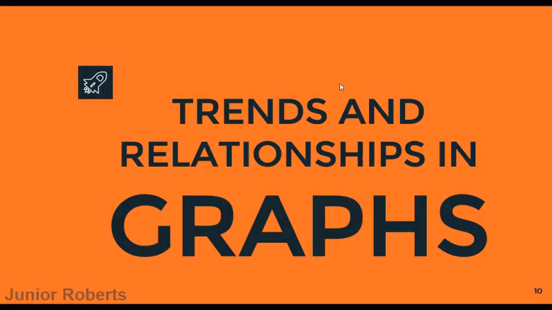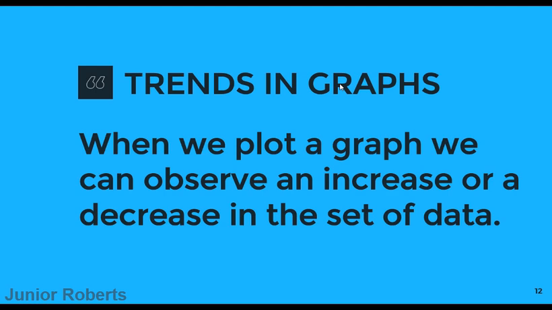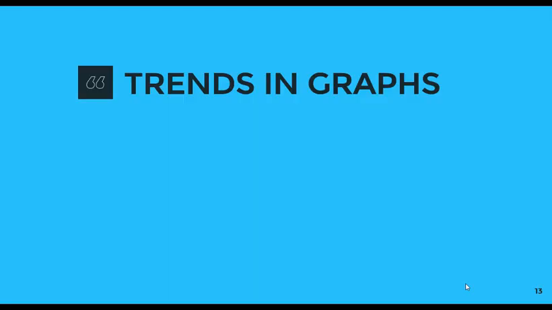So let's talk quickly now about trends and relationships in graphs. We're going to first discuss trends in graphs. Now, we can say that a trend is merely an observable pattern in a set of results that is displayed on a graph. Now, when we plot a graph, we can observe an increase or we can observe a decrease in the set of data, right? Okay, so let's now look at the different trends that we can observe in a graph.